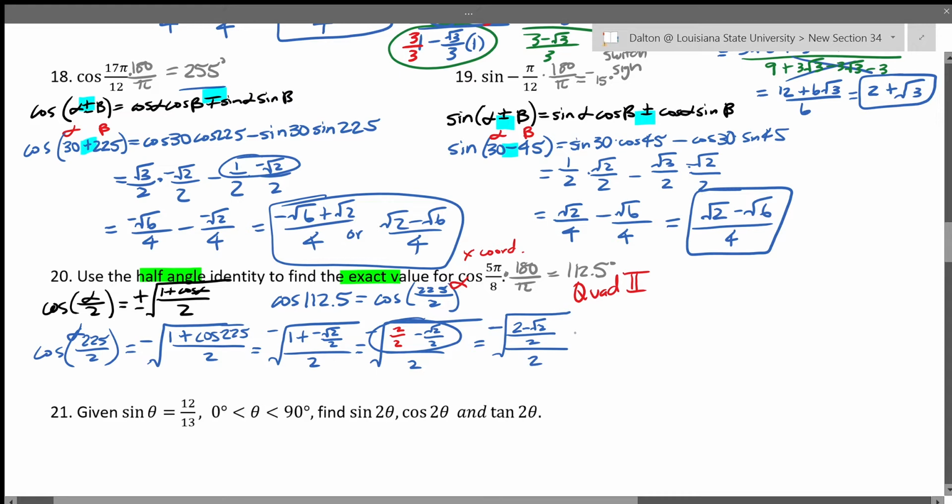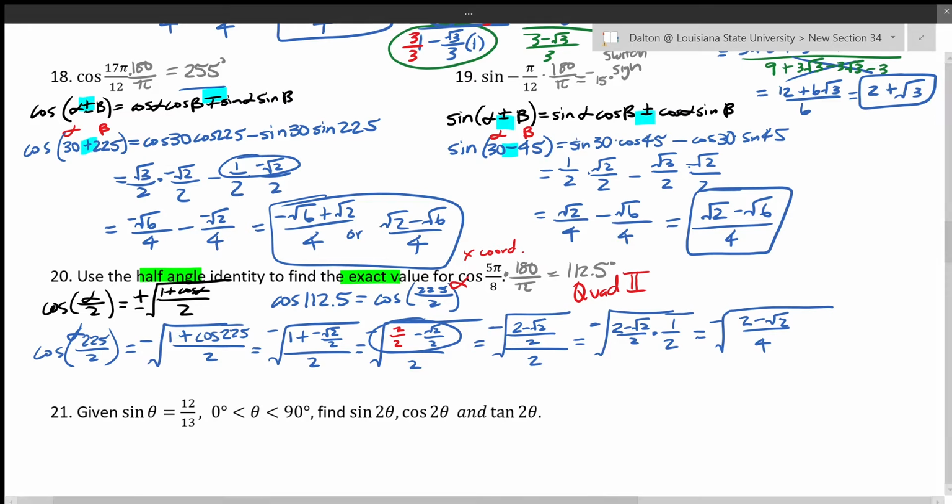And then let's get rid of that stacked fraction. So this can be rewritten as negative square root of 2 minus square root of 2 over 2. Instead of dividing by 2, I know that that is the same thing as multiplying by 2's reciprocal, which is 1/2. And then if I multiply that straight across, I get negative square root of 2 minus square root of 2 all over 4.